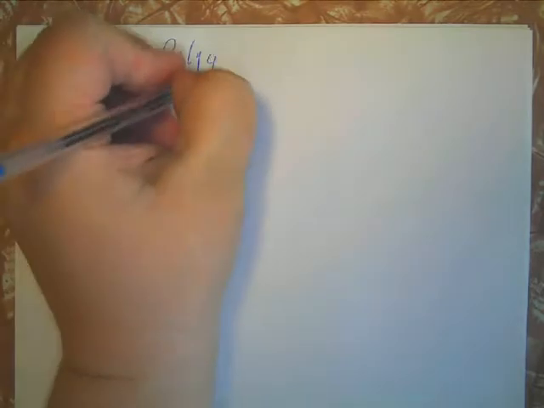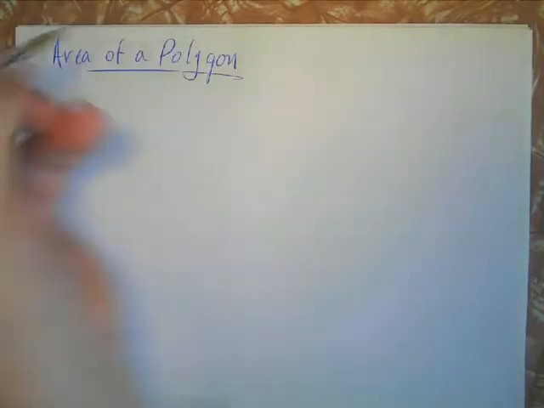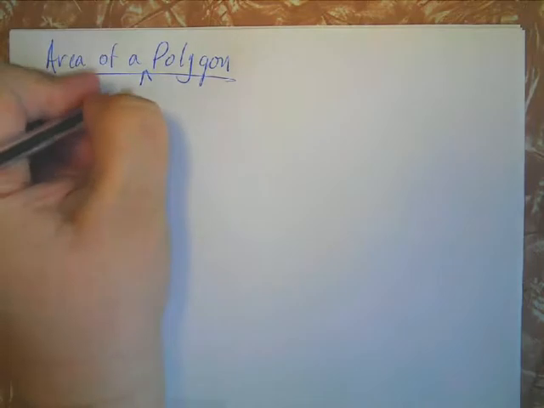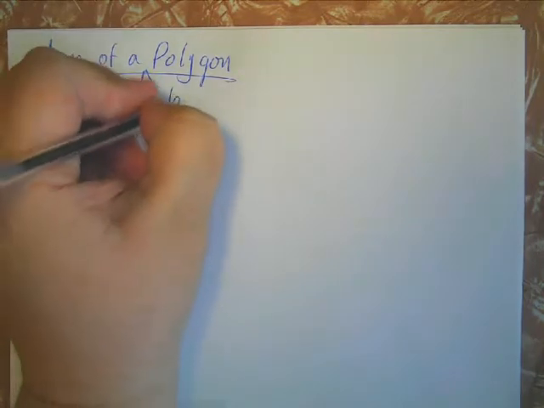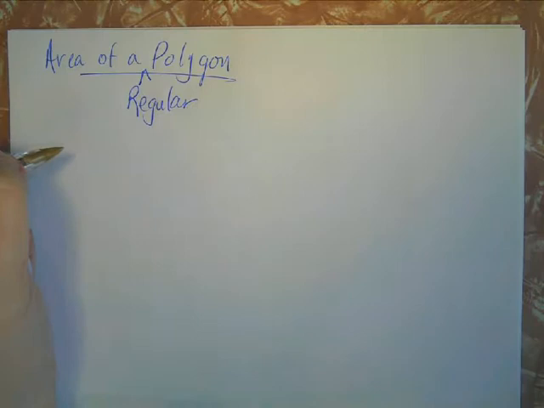One of the hardest parts about the stuff we do in Chapter 9 is finding the apothem. So what we're going to look at is how to find the area of a polygon. I should have included the word regular right there. And remember that regular means all congruent sides, all congruent angles.